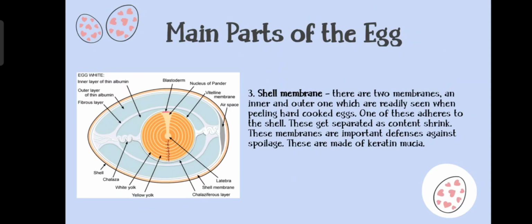Next is the shell membrane. There are two membranes, an inner and an outer, which are readily seen when peeling hard-cooked eggs. One of these adheres to the shell. This gets separated as the contents shrink. These membranes are important defenses against spoilage. They are made of keratin.